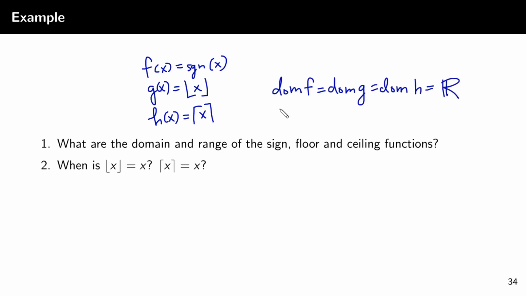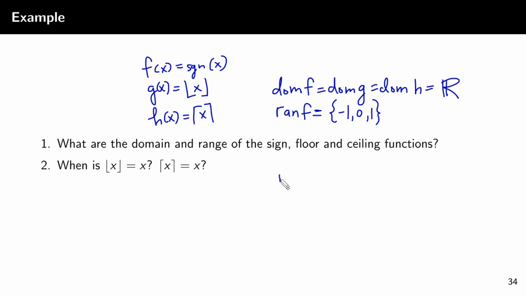Magkakaiba lang sila dun sa range. Ano ngayon yung range ng sine function? Well, ano nga ba yung magiging resulta kapag kinuha natin yung sine function? Okay. Well, tatlo lang naman yung posibleng values. Those are negative 1, 0, and 1. So, ito lang yung elements ng range ng sine function.